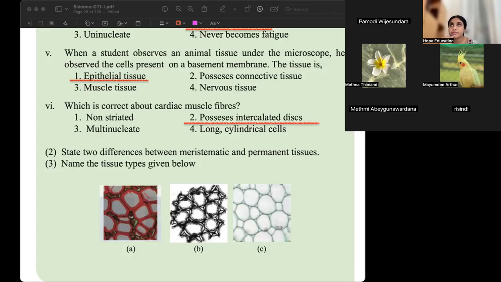Permanent tissues are specialized to do a task, but meristematic tissues are not specialized. Yes, very good. That is also correct. Meristematic tissues are not differentiated. Differentiated means specialized, so you can write either. The meristematic cells are all alike, right? But in permanent tissues they are differentiated, so they have specialized functions to perform. Anything else?